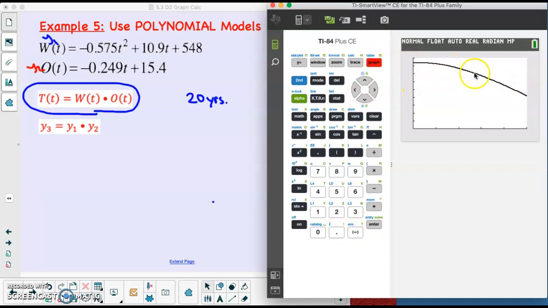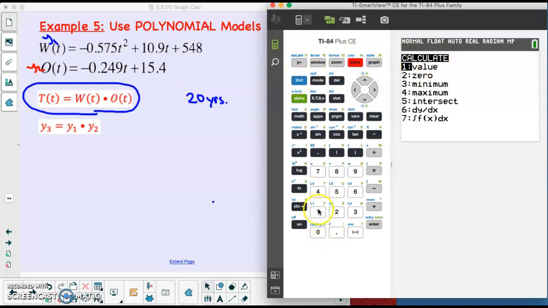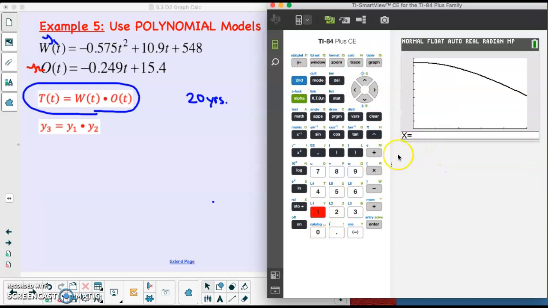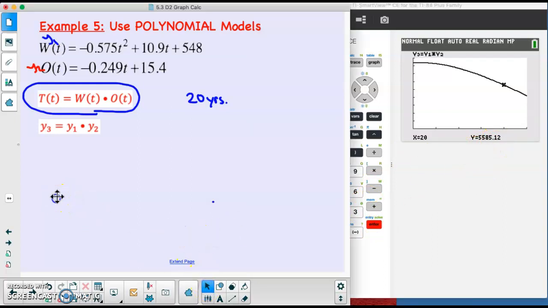All right, now I don't know what shape this is going to be, all right, because think about it. This is a quadratic, and this is linear, so my function should be cubic. X squared times x would be x to the third, right? But I don't need cubic. I just need to know where 20 years is. So I'm going to go second trace, and number 1 is I want to find a certain value. I'm going to type in when x is 20. There it is. So here's the work that you would need to show right here. T of 20 equals 5585.12.